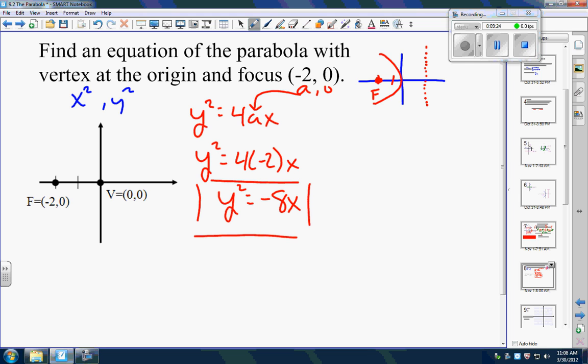The negative means it opens in a different direction, just like if I ask you to graph -x squared, it opened down. So in part 2, we'll pick up with how we're going to graph these guys.